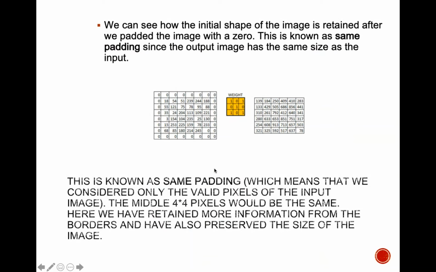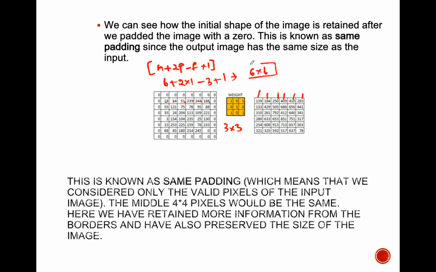Now, what is the formula here? N plus 2p minus f plus 1. What is the initial size? 1, 2, 3, 4, 5, 6. So 6 plus 2 into 1, that is 1 padding, minus 3, because the filter is 3 by 3, plus 1. What is this? 6. So it remained 6 by 6, right? My entire image of 6 by 6 is reflected as 6 by 6.